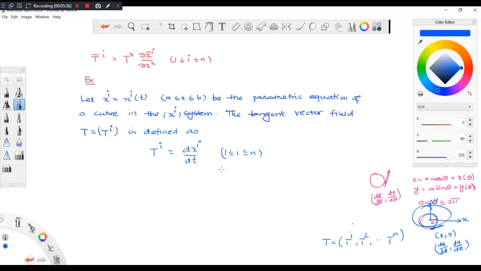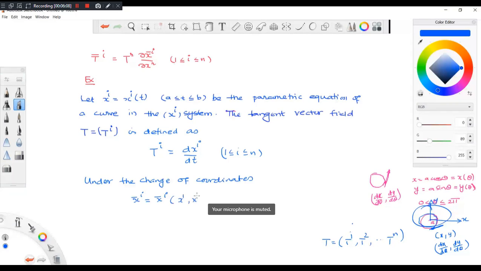Yes, sir. Okay. Now suppose you change the coordinate system. This is in the xi coordinate system. So under the change of coordinates, how am I changing? I am going to x bar I, which is x bar I of x1, x2, etc., xn, for a less than or equal to t less than or equal to b.